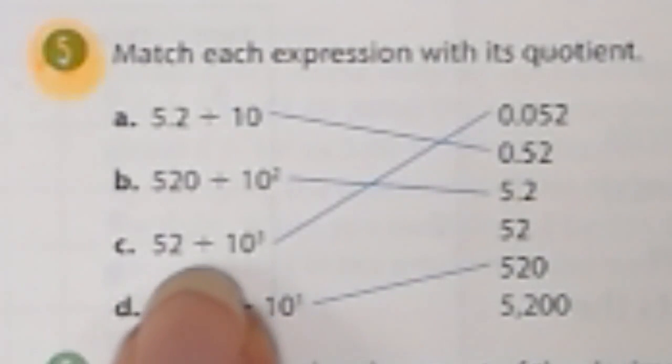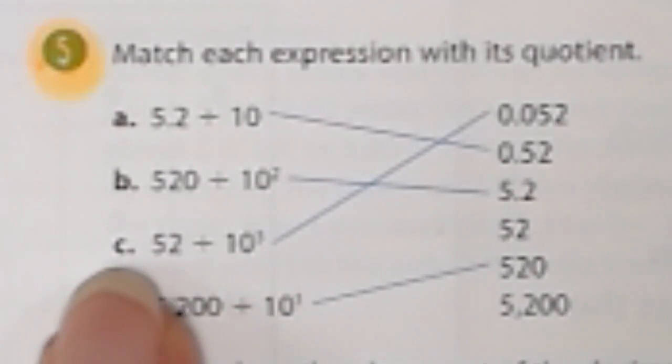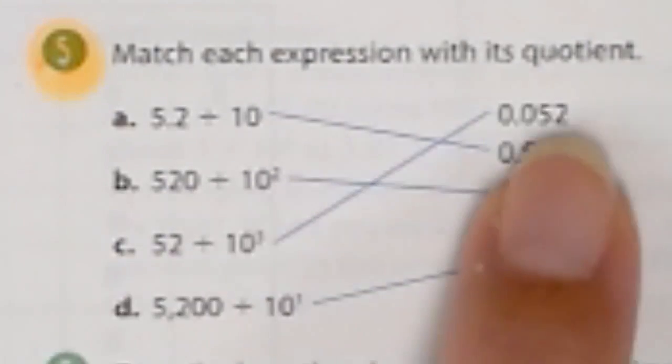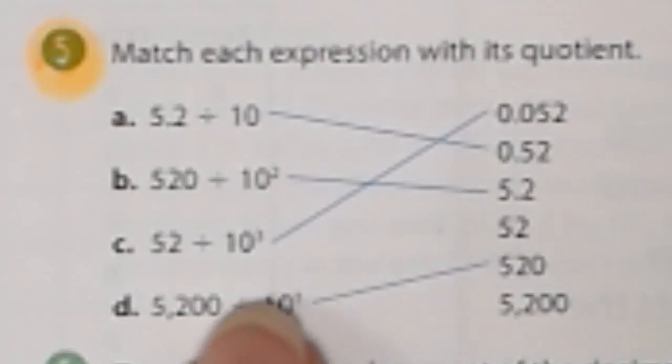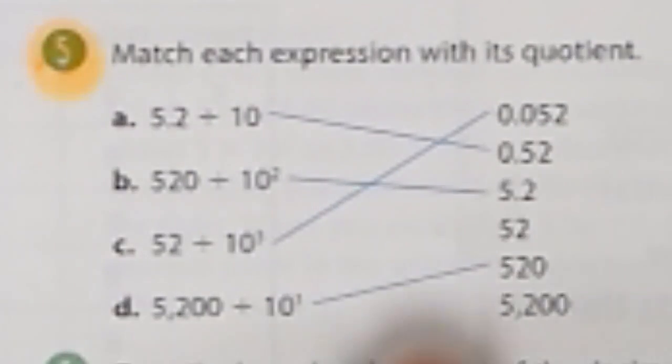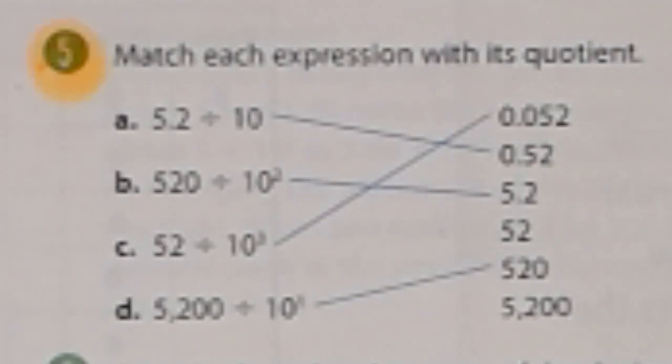This decimal needed to move right 3 times, and you needed a 0 for a placeholder, so it's 52 thousandths. And this decimal, even though you don't see a decimal, is at the end and needed to move left one time, so it was 520. And the other choices, 52 and 5,200, were not used.